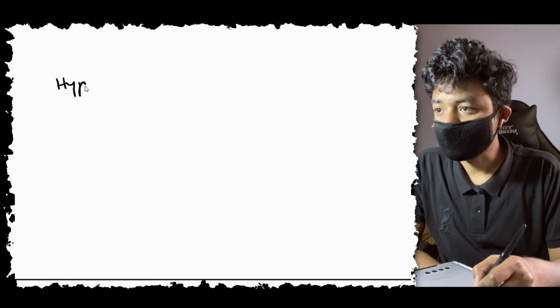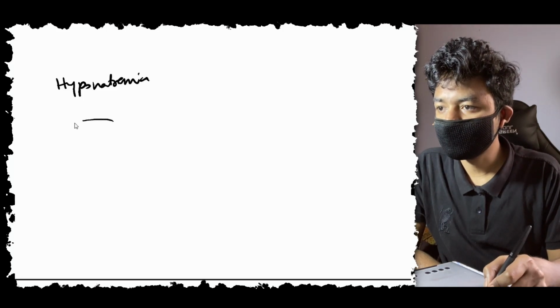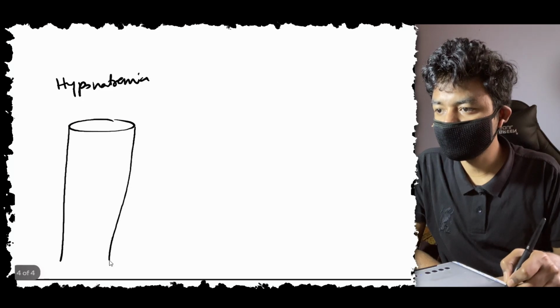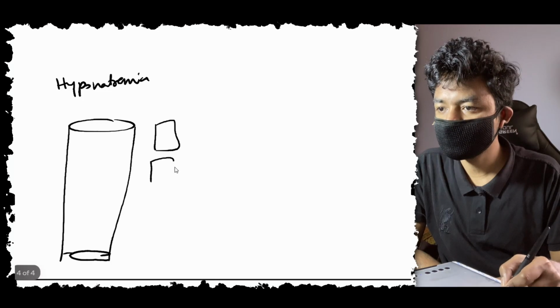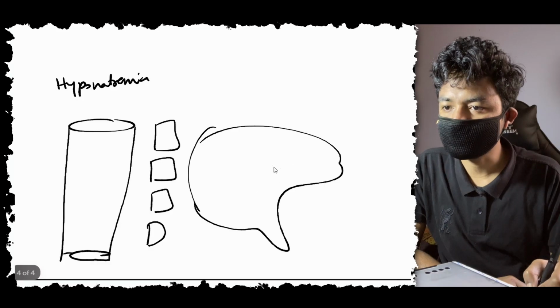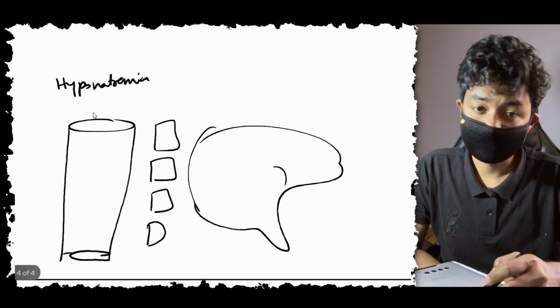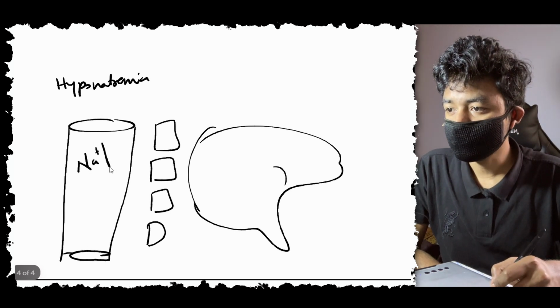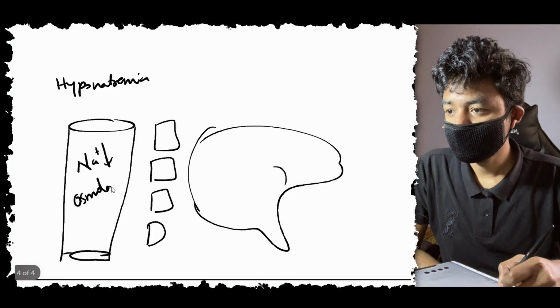Now, how do we apply this in our body? Let's suppose hyponatremia. If I draw a blood vessel here, similar to that glass of water, and let's suppose here I have some cells, some tissue cells, or maybe let me draw a brain. Now this is hyponatremia. Hyponatremia means sodium is less. That means solute is less. Solute is less means osmolality is less.